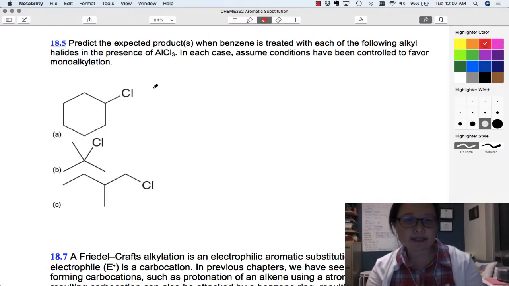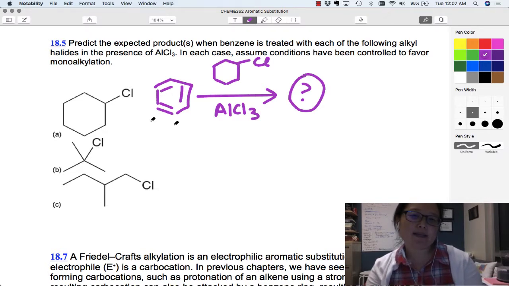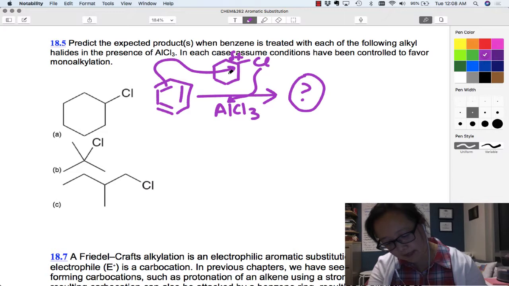All right, so let's just practice. We want to make the products when benzene is treated with each of these alkyl halides. So that means the reaction is benzene plus the alkyl halide given, and AlCl3 then, and we want to know what do we make. Okay, so let's talk about this one. This one is secondary, so I don't think there's going to be any rearrangement. So then it's just a matter of this will complex with the aluminum, that will make this positive, and then the benzene ring will attack here. So what I should get then is something like this.